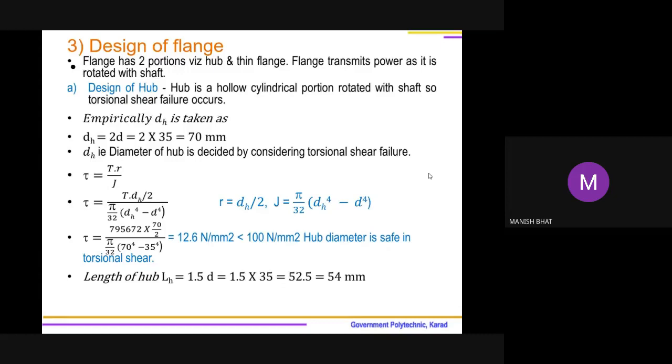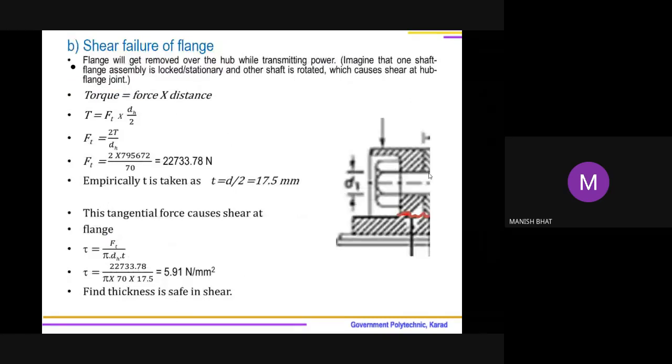And now I'm in a position to select the length of the hub as 1.5 times D, which is 52.5, so 54 millimeter. The length of key is taken equal to the length of hub, 54 millimeter. So the hub is safe. Now we are supposed to find the transverse shear stress between the flange material and the hub section.